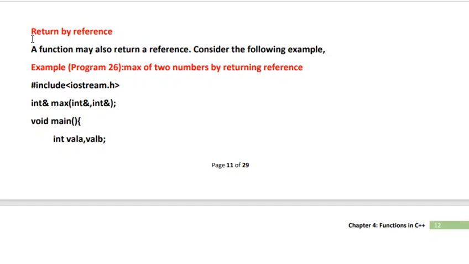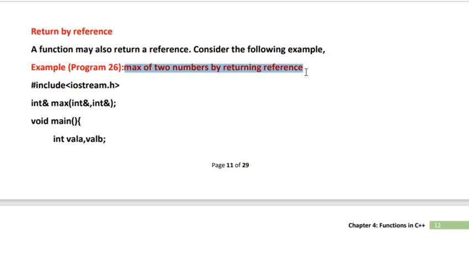So, in today's class, we are going to learn about return by reference. A function may also return a reference. As in the previous class, we have learned about different ways of calling a function, that is, call by value and call by reference. Now we have a function that's capable of returning a reference. Let us try to understand it with the help of an example.